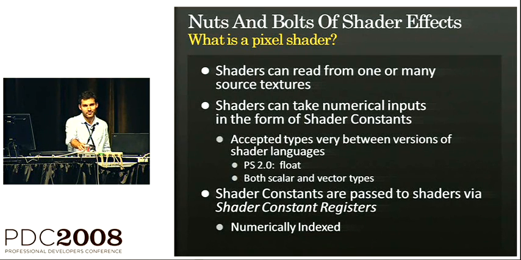So getting back to what shaders can do, they're basically reading from source textures. They're getting inputs from these shader constants through the shader constant registers. And they don't just have to read from a single source texture. They can read from multiple source textures. We typically refer to that as a multi-input shader. I'll go into this in a little bit more detail a little bit down the road. But they read shader constants. PS2, I believe, only allows floats, has scalar and vector types. Something else that's interesting and that you should know about is that all of these things are numerically indexed. You have shader constant registers, and you refer to them by the index of the register. So you'll have register 0, register 1, register 2, and you're putting floats or whatever into those registers.